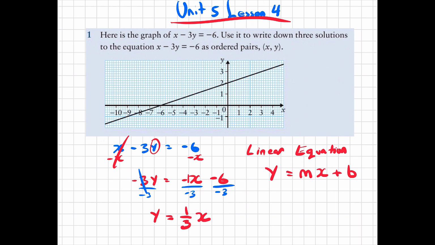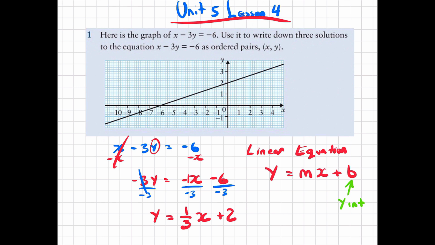Okay, and that is going to be, now we go to our constant, which is negative 6 divided by negative 3, which is positive 2. Okay, now that I have it in that format, why is this so good? Well, the b is what we call the y-intercept. So that is where the diagonal line is going to cross the y-axis.